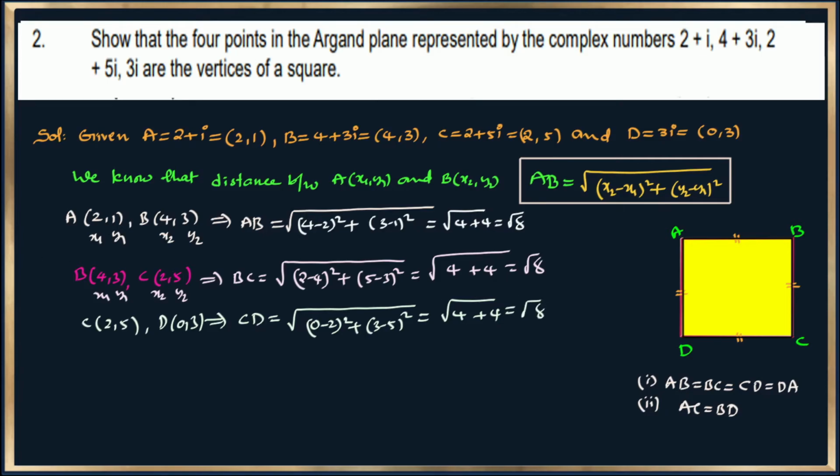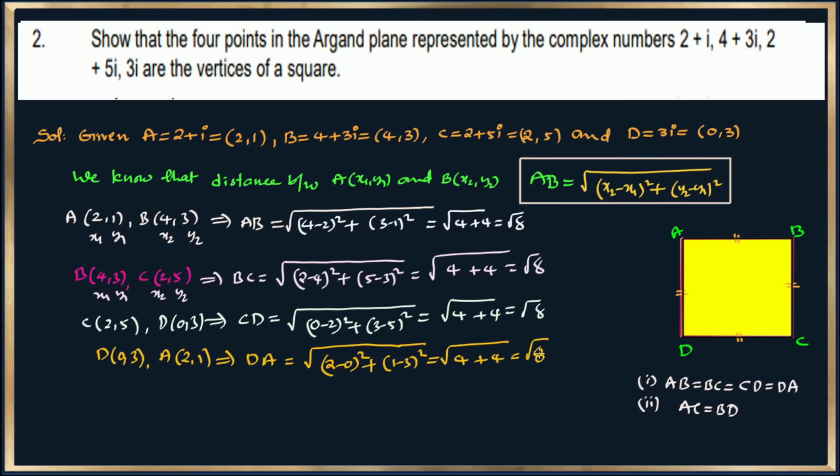Next we have to find DA. D is (0, 3) and A is (2, 1). So the distance DA equals (2 minus 0) whole square plus (1 minus 3) whole square. 2 minus 0 is 2, 2 square is 4. 1 minus 3 is minus 2, square is 4. So root 8. Therefore AB equals BC equals CD equals DA. All sides are equal. Now what about the diagonals?